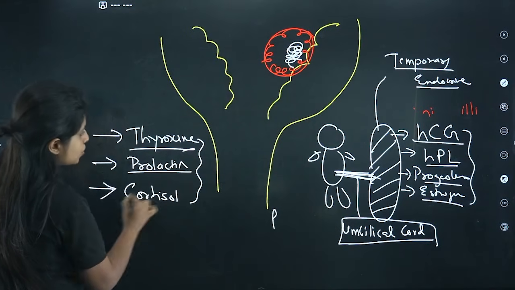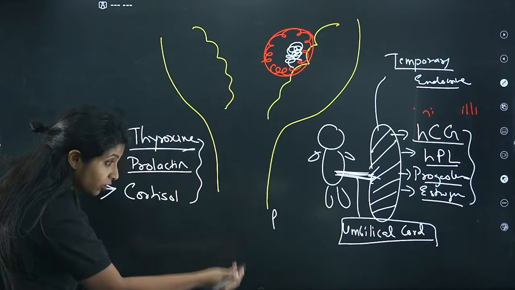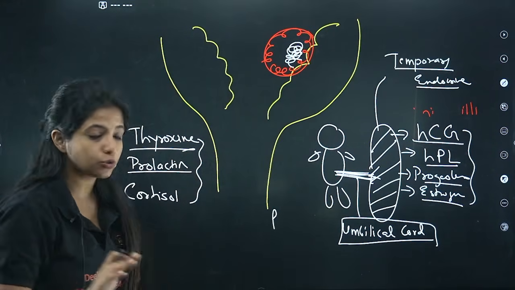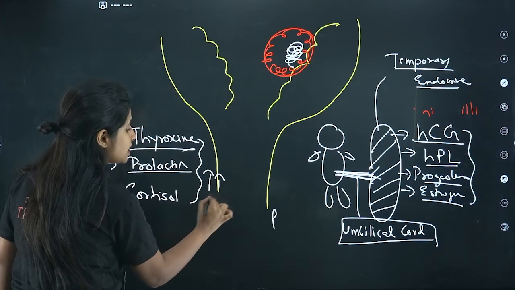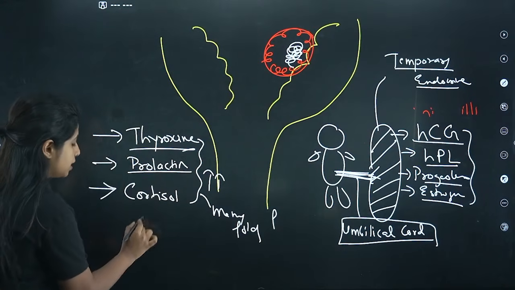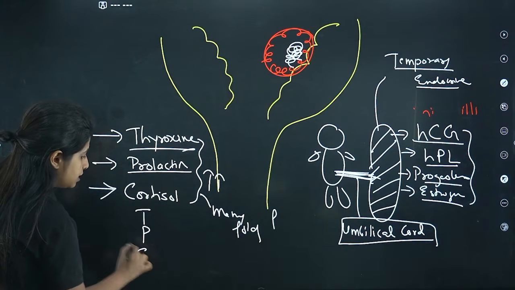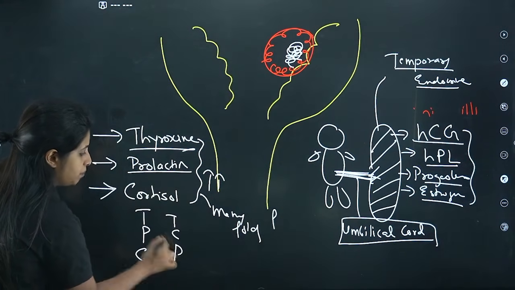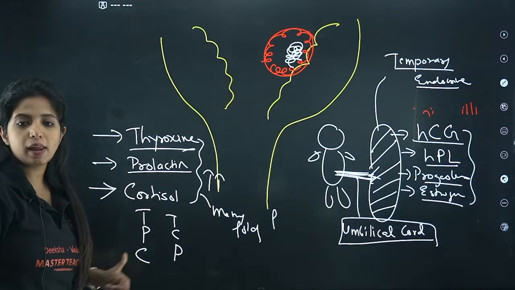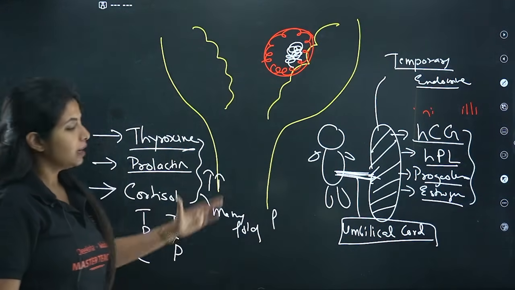These 3 hormones are also already present in the blood of a normal person, not only in a pregnant woman. But their level increases many folds during pregnancy. What is it? TPC or TCP, whatever you can remember. It's thyroxine, prolactin as well as cortisol.